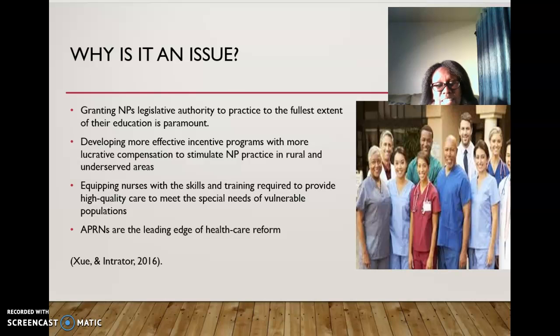Granting NP legislative authority to practice to the fullest extent of their education is also paramount. And we talked about this one when we were in class, that we need to advocate that nurse practitioners can be able to practice to the full extent, so we can take away some of these restrictions.